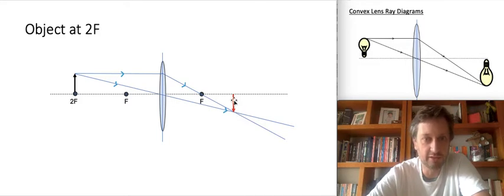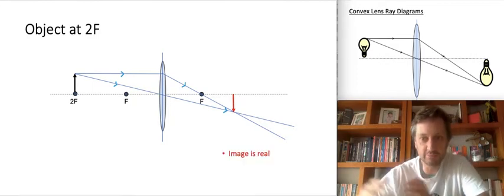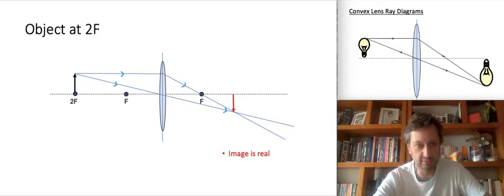If we've drawn it correctly, the image should also be at 2f, and the size of this image should be the same size as the object. So therefore, for this question, we can say, again, it's a real image because the rays are being focused together.